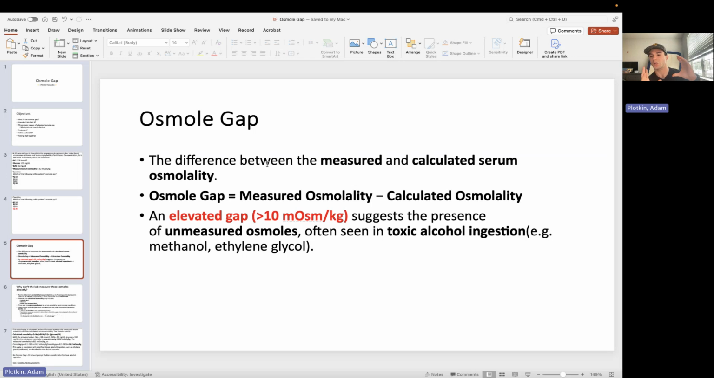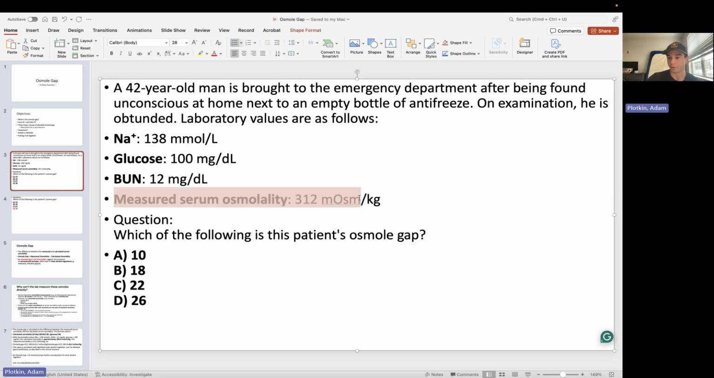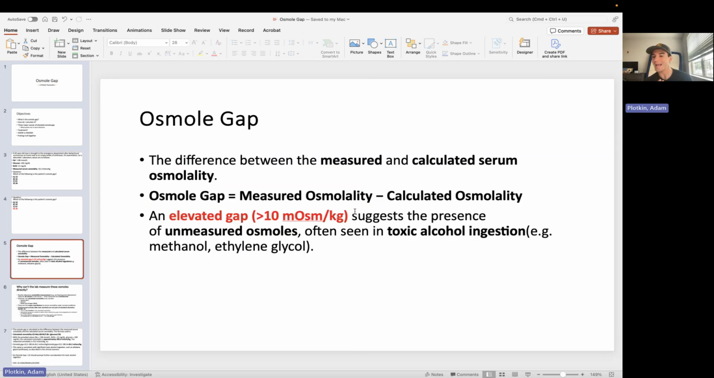What happens is, when I take the patient's blood and send it to the lab, the lab can measure the osmolality. We saw that in this case, 312. I can then run the equation I just said, 2 times sodium plus glucose divided by 18 plus BUN divided by 2.8, and the lab gets a number and I get a number. If those numbers are different, I take the higher number, usually the lab number, minus the number that I calculated. If that number is greater than 10, it suggests the presence of unmeasured osmoles that are classically seen in toxic alcohol ingestion, okay?